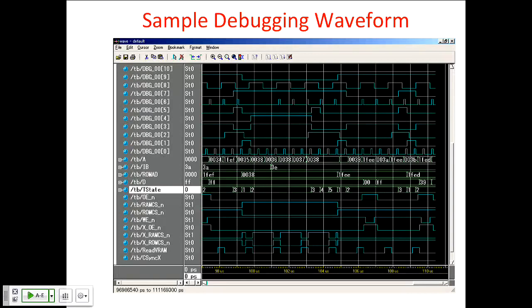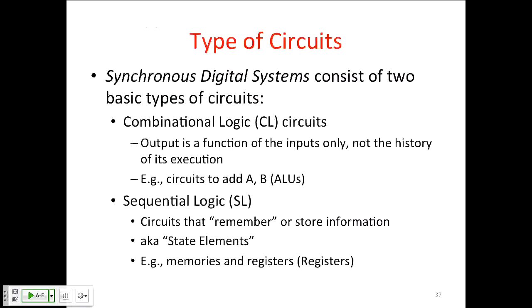You can't single step it. It all moves at once. You can go one clock cycle at a time, but everything is going to move all around the circuit everywhere. And that's why you need this kind of visualization of what's happening in the circuit.